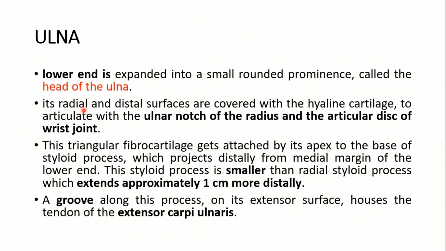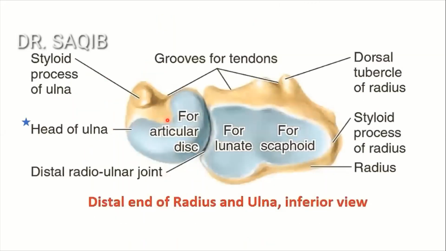Its radial and distal surfaces are covered with hyaline cartilage to articulate with the ulnar notch of the radius and the articular disc of the wrist joint. Here you could see the hyaline cartilage, in blue, covering this head, and this articulates with the articular disc, and also with the distal radioulnar joint with the radial distal end.